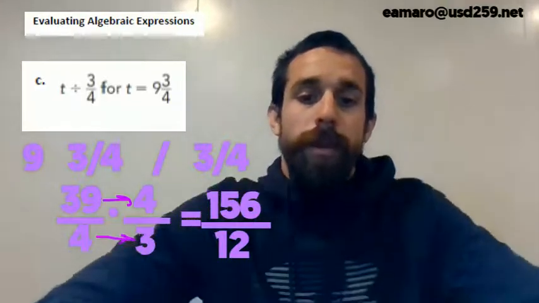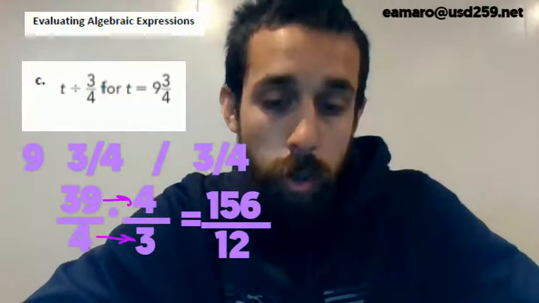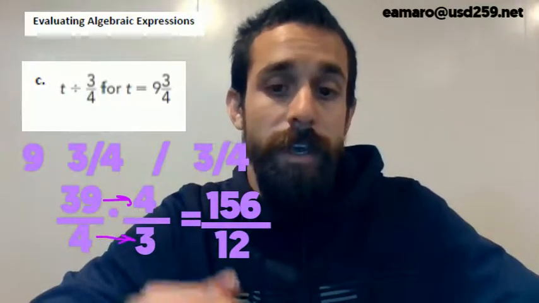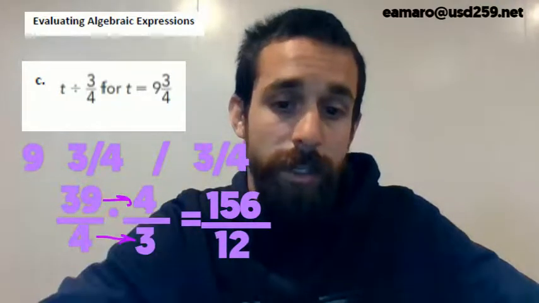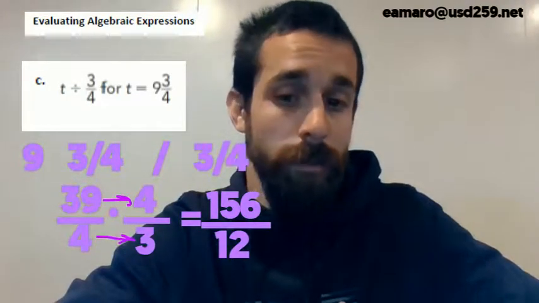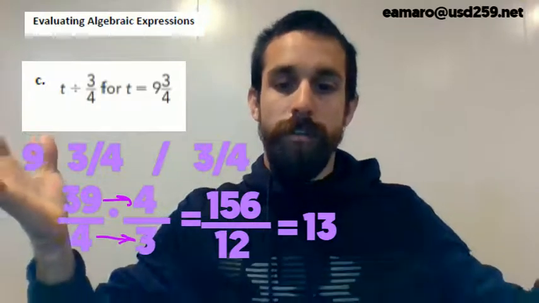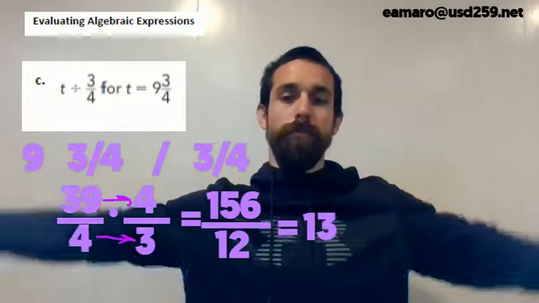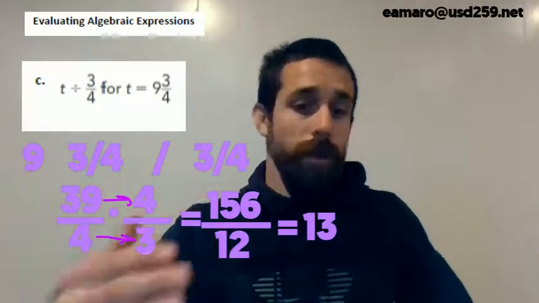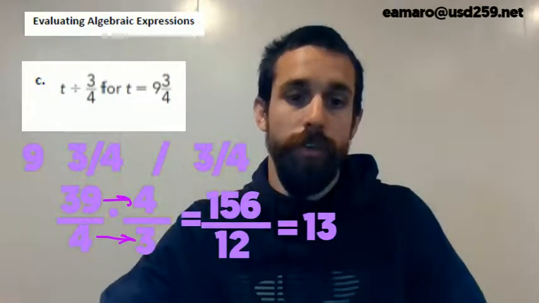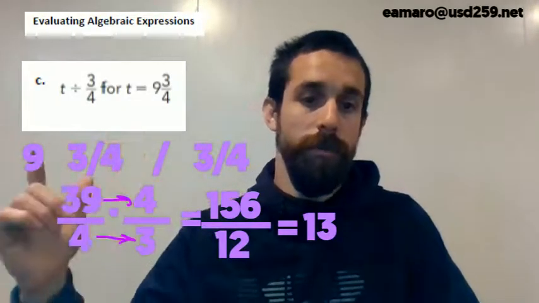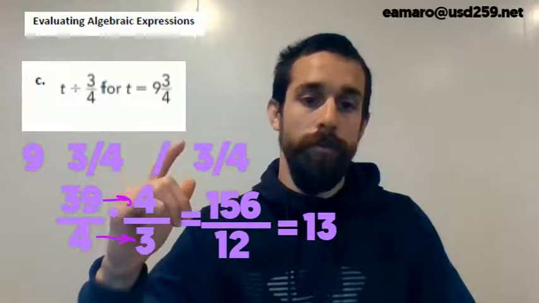So after I multiplied, I got 156 over 12. And then that's basically saying 156 divided by 12. Once I do that, I have my answer, which is 13. And now that is the end of this problem. And that is how you're going to be evaluating expressions. You are filling in the variable for whatever value they give you.